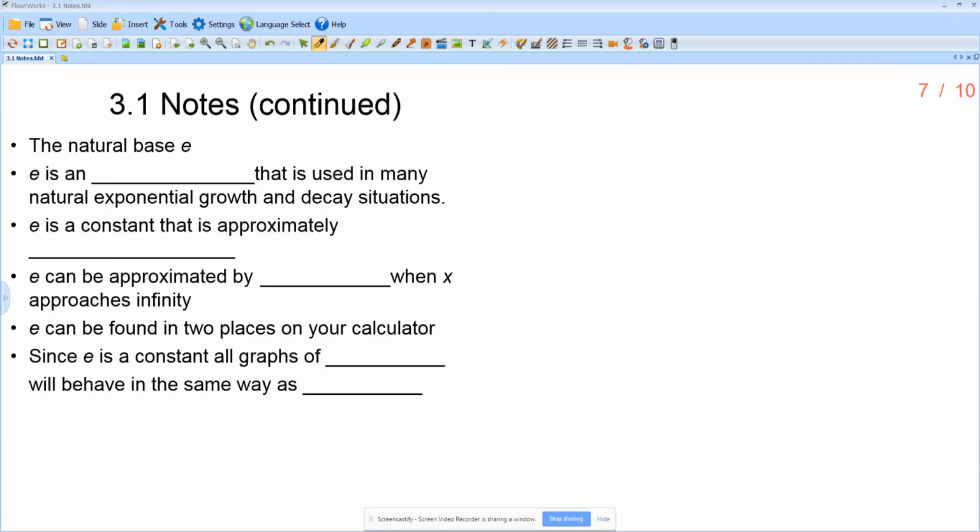Then we're going to talk about the natural base, e. E is an irrational number that is used in many natural exponential growth and decay situations. It's just a naturally occurring number, and it's used a lot in growth and decay. We'll talk about other places where it's used as well. E is a constant. You can think of e like pi is 3.14. E is approximately 2.71828.